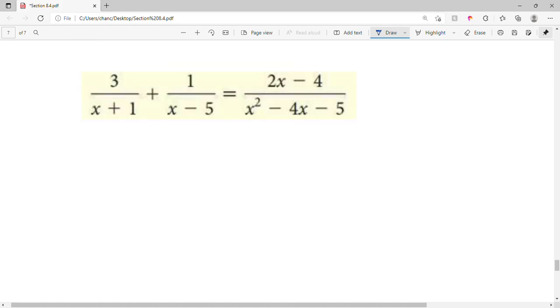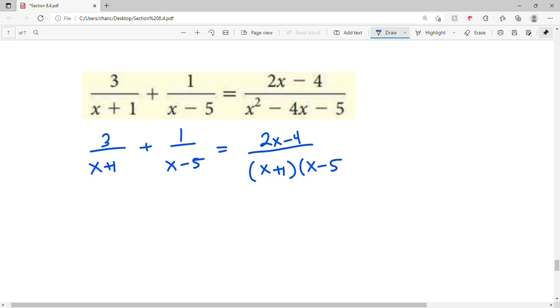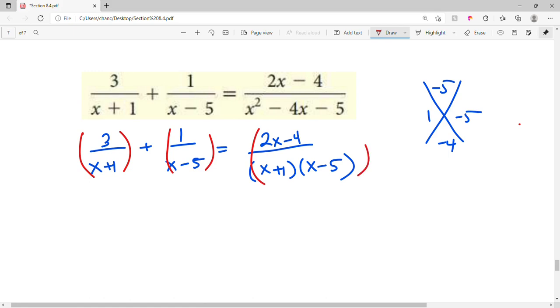Before I start this problem, I am going to factor the bottom right. So let's factor that. And that factors as the following. It factors as x plus 1 times x minus 5. You could check that with the diamond method. And those are our two numbers, 1 and negative 5. From here, we can multiply each and every single one of our terms with the LCD. What's the LCD? Well, the LCD is x plus 1, x minus 5. That's what we need to be divisible by every single one of the denominators.